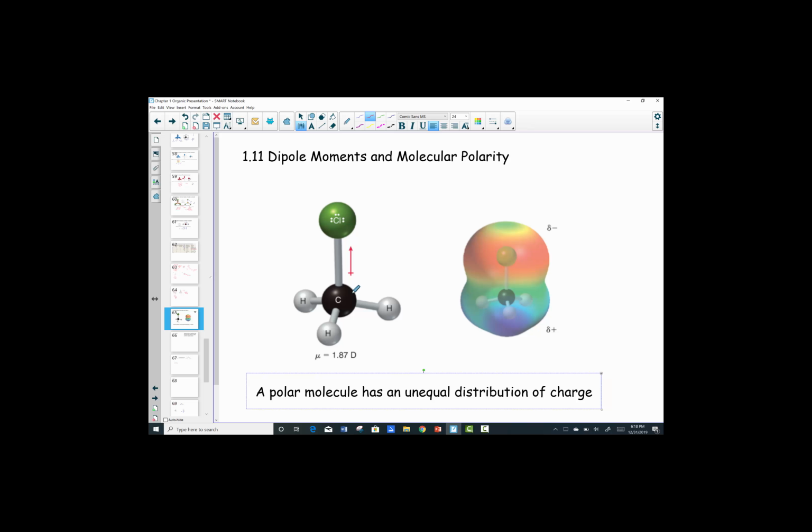So for example, here is a carbon atom, and we clearly see the polarity of the bond is making the chlorine very electron rich. So this is a negative area, and the carbon's left with a net positive. The more negative region we can see, the more red it comes out in this diagram, and the more electron deficient comes out with blues. So this is what we refer to as a polar molecule, where we have an unequal distribution of charge.